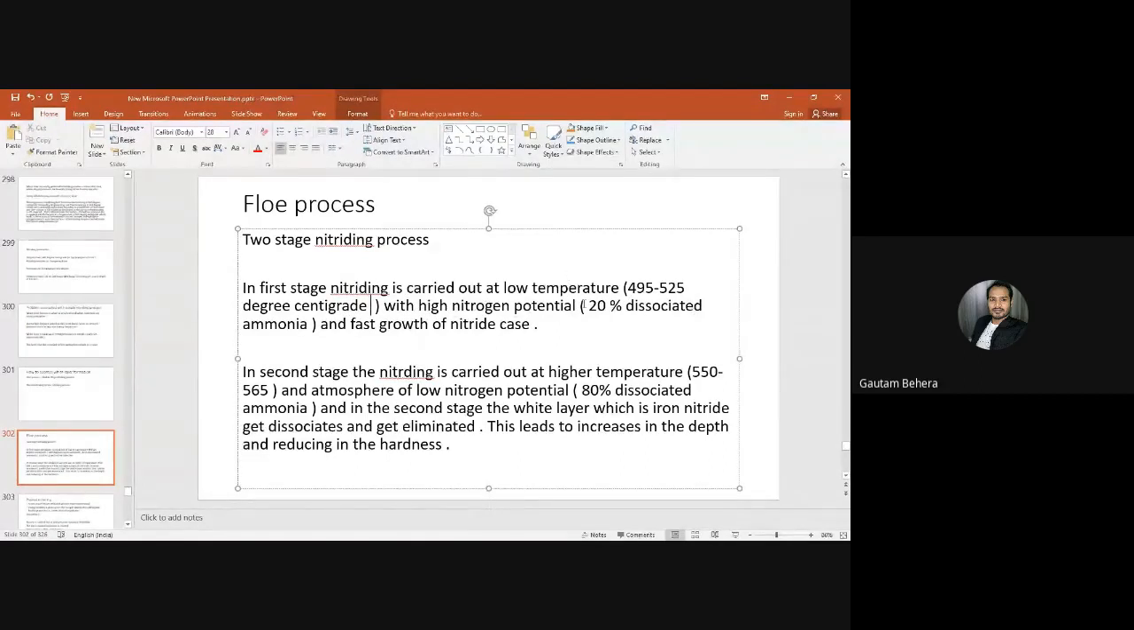With high nitrogen potential. So, Amish, do you think the answer is right, which you have told? Not getting, sir. What is high nitrogen?